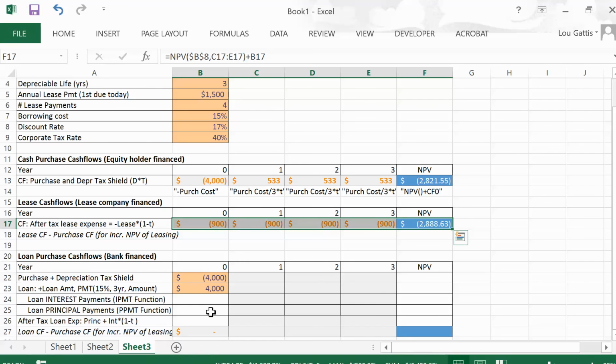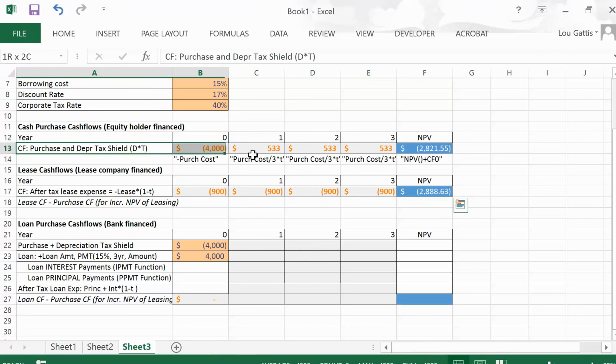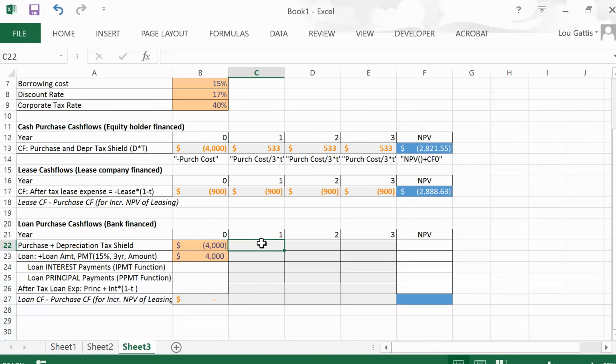Now here's an interesting way of doing it. What if I do an equity purchase? I buy it for $4,000 today. I'm going to depreciate it. I'm going to actually link up here. I'm going to get my depreciation tax shield. However, I'm not going to use the firm's equity or cash. I'm actually going to have the corporation borrow $4,000 using a 3-year loan at 15%.